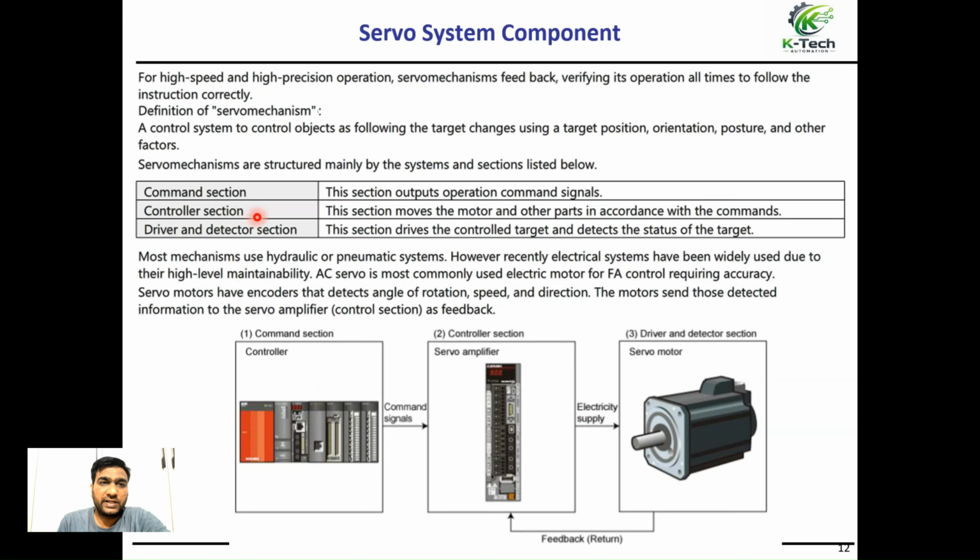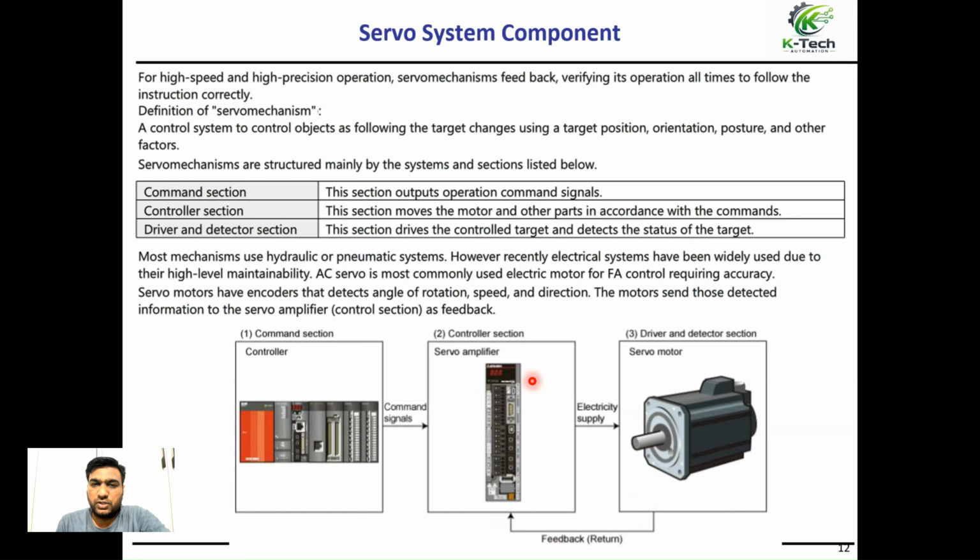The second is the control section, the controller section. The controller section provides the connectivity between the command section and the servo motors. This section moves the motor and other parts in accordance with the command. So the controller will drive the servo motor on what basis? Based on the controller command. Another job is that it also takes the feedback from the servo system.